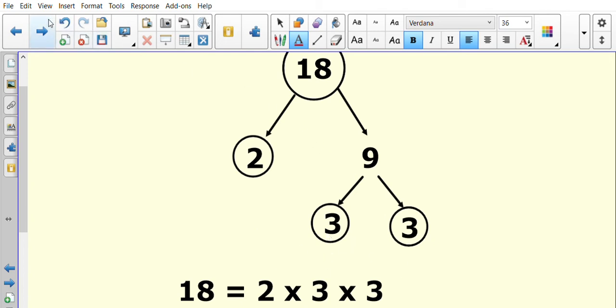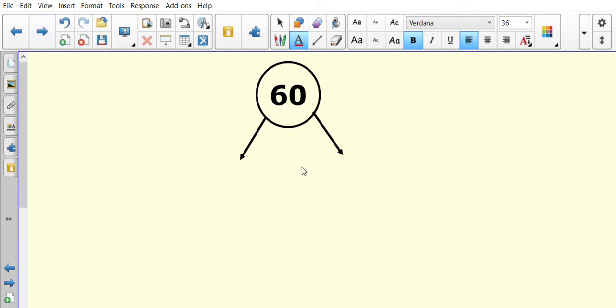Let's look at another one. Let's look at the number 60. Okay, again, you can start with any two factors of 60. It is totally up to you. The first two numbers that come into my head is 2 and 30, but you can start with any two factors.